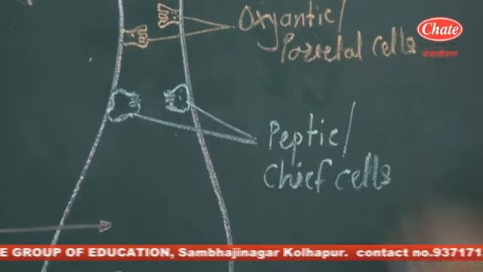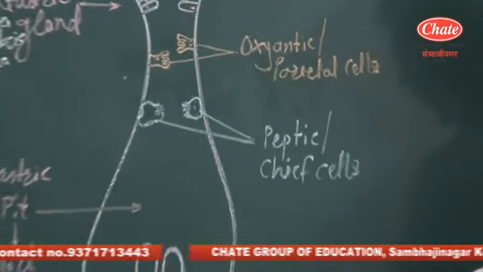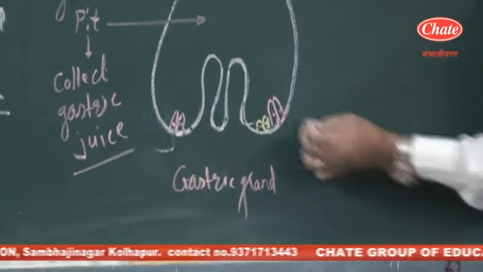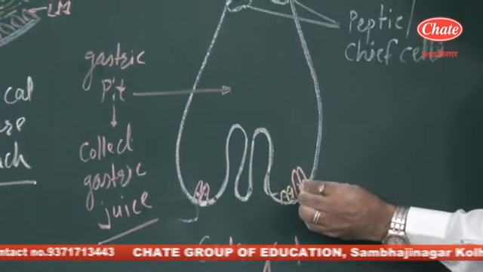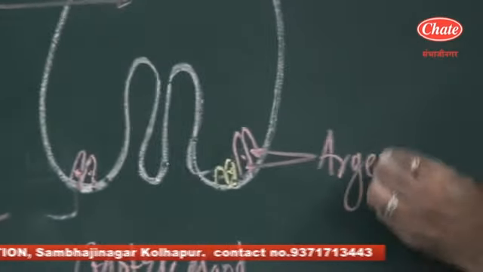These are the three common ones from the board point of view, but in a few reference books, or if you go into the details of the gastric gland, you can observe additional cells. These cells are termed argentaffin cells.